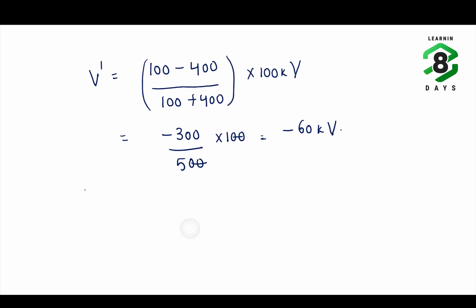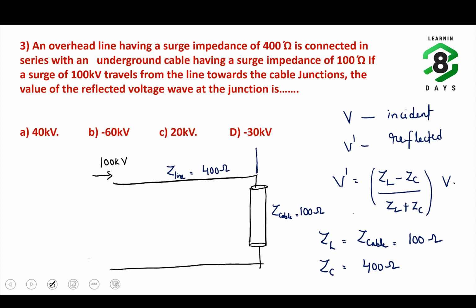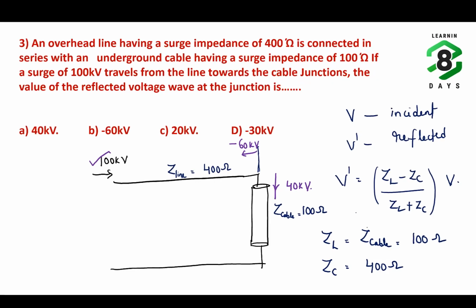Suppose if you want to know refracted voltage, you know V double dash is equals to V plus V dash. So this value will become how much? 100 plus of minus 60 kV. This value boils down to 40 kV. So 100 kV is the incident voltage. Reflected voltage is minus 60 kV. And what is the voltage that is propagating into the cable? That is refracted voltage. Its value is 40 kV. That is the answer.